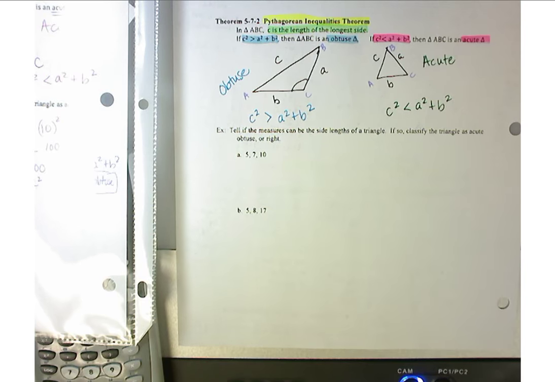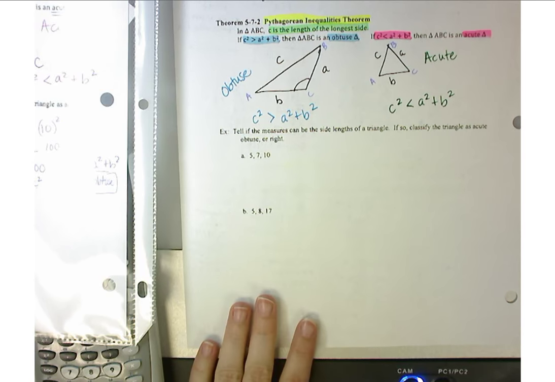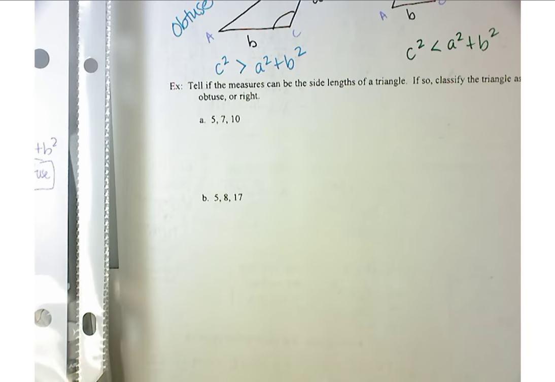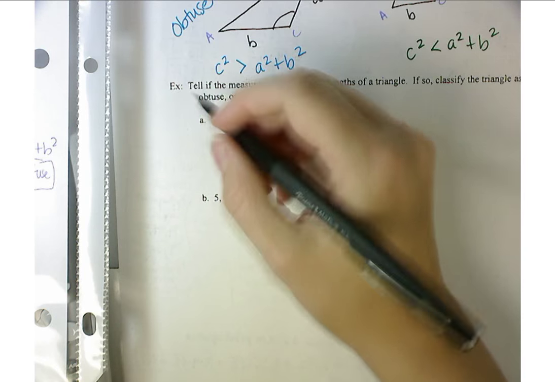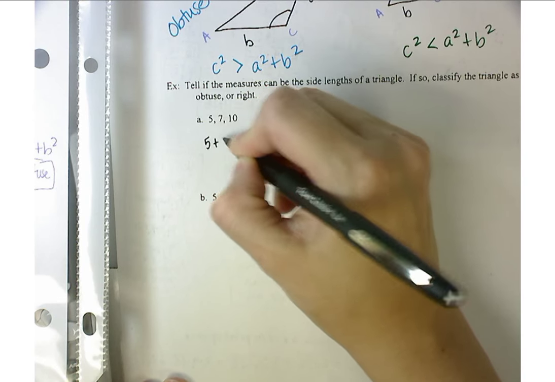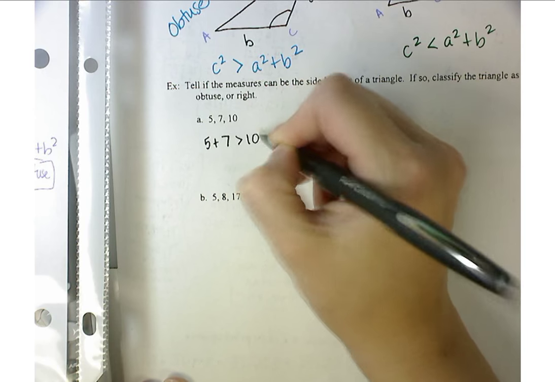So we have to tell if the measures can be the side lengths of a triangle. And if so, we're going to classify the triangle as acute, obtuse, or right. So remember, if it's a triangle, the sum of the two smaller sides has to be what? Less than. No, greater than. Greater than the third side. Okay, so we learned about this the other day. So the sum of the two smallest lengths has to be greater than the third length.